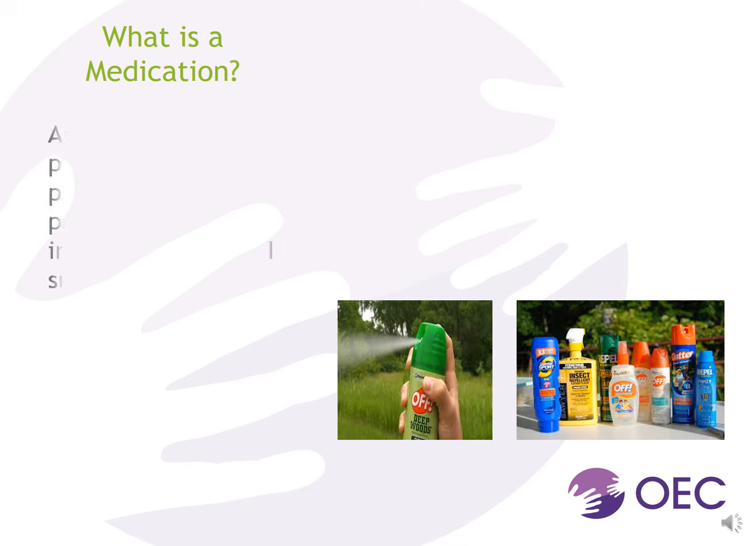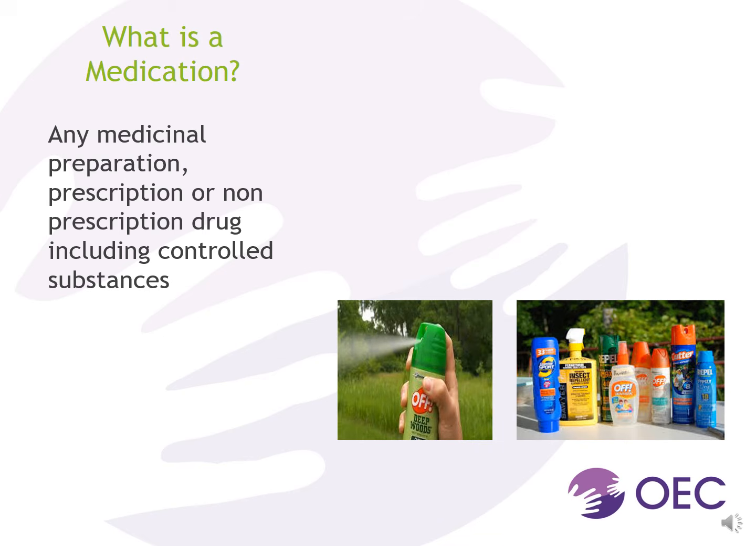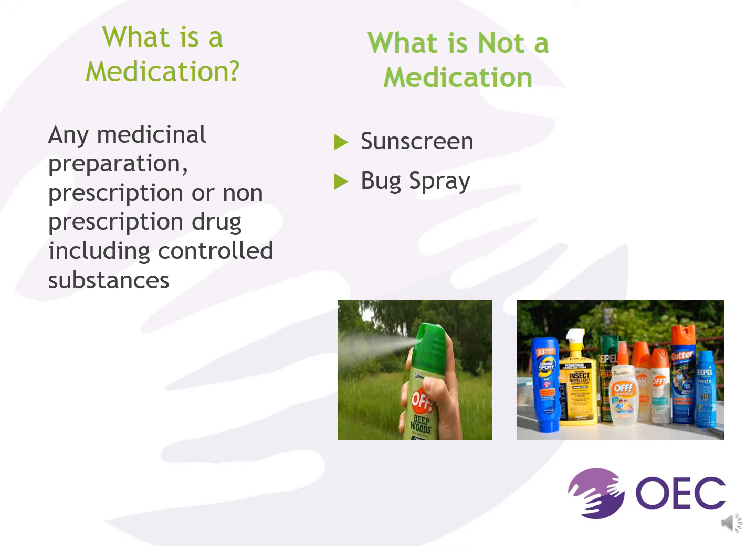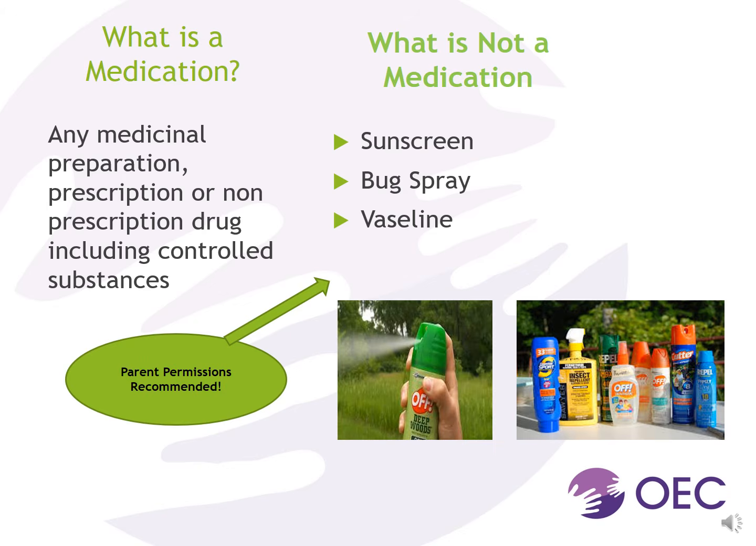Before we begin, it is important to understand what a medication is. A medication is any medicinal preparation, prescription or non-prescription drug, including controlled substances. Sunscreens, insect repellents, and Vaseline, for instance, are not considered medications. Therefore, the requirements outlined in this presentation do not apply to these products. It is recommended, however, that child care programs choosing to use these products obtain written parent permission and incorporate their use into the program's policies.